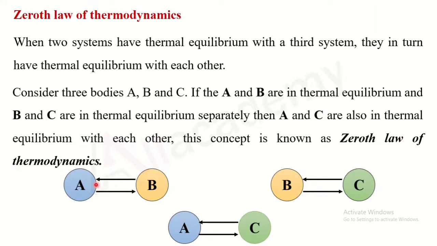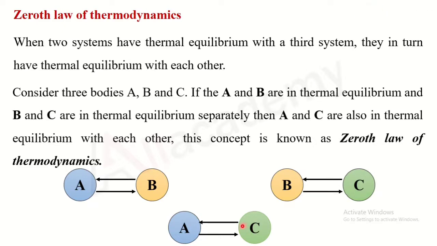Once again I will just repeat it. If A and B are in thermal equilibrium, and similarly bodies B and C are in thermal equilibrium separately, then I can say that bodies A and C must be in thermal equilibrium with each other.